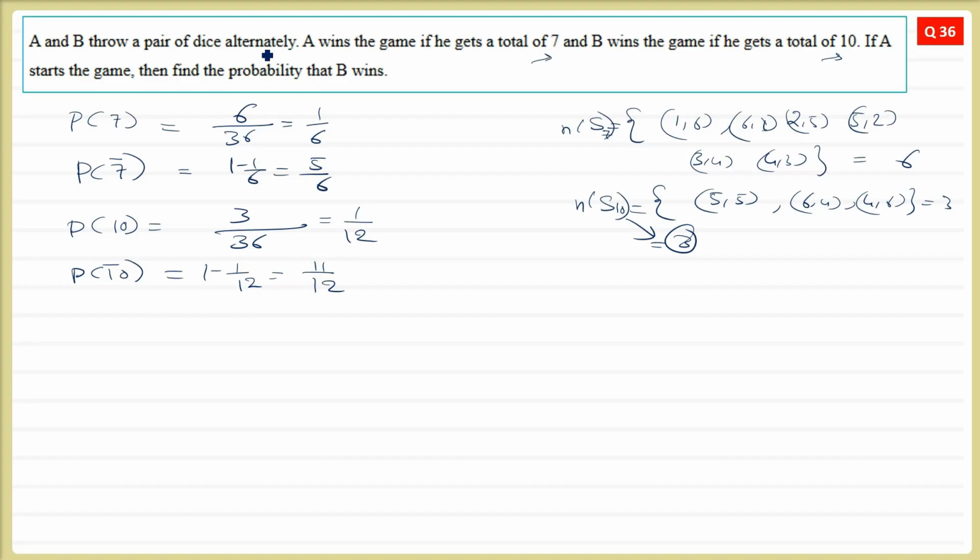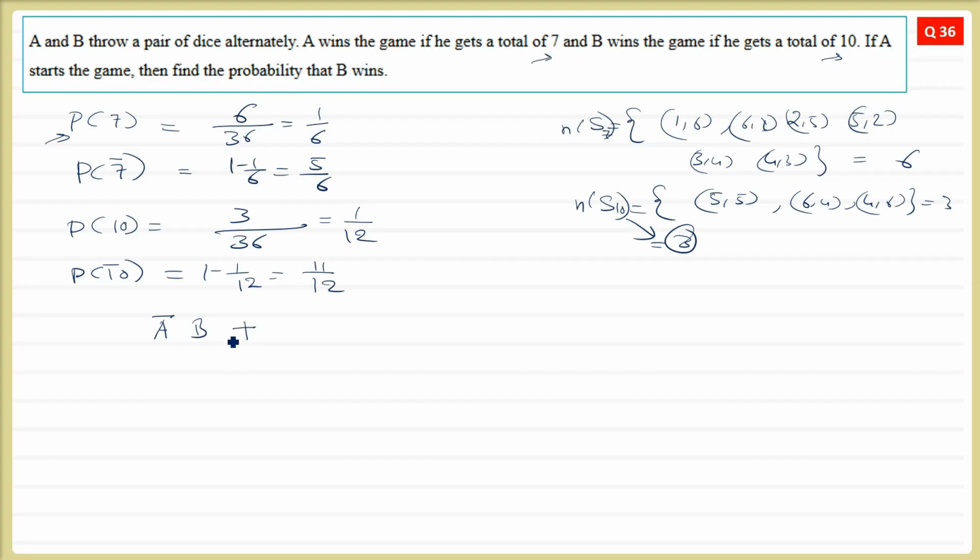Now A and B do it alternately. So we'll start with A, and then we see how B wins. The first thing is that A is going to start. When A starts, he has to fail so that B wins. So B will only win when A fails. This is the first case.